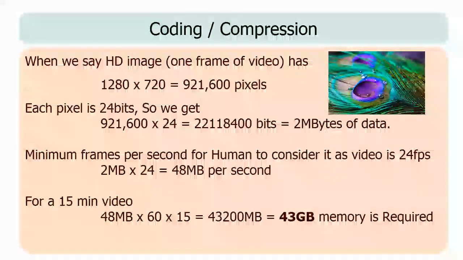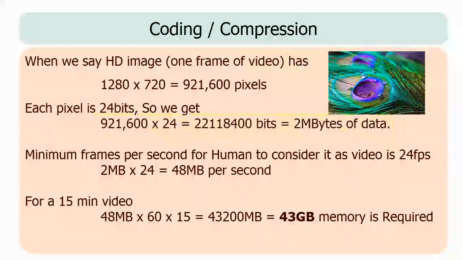I told you about the bandwidth and size of image, and how it is related to the definitions. Let us take an example. When we say HD image, just one frame of a video has 1280 cross 720 lines, which is nothing but 9,21,600 pixels. Each pixel requires 24 bits to represent a color image. When I multiply it with this, we will get nearly 2 megabytes of data.